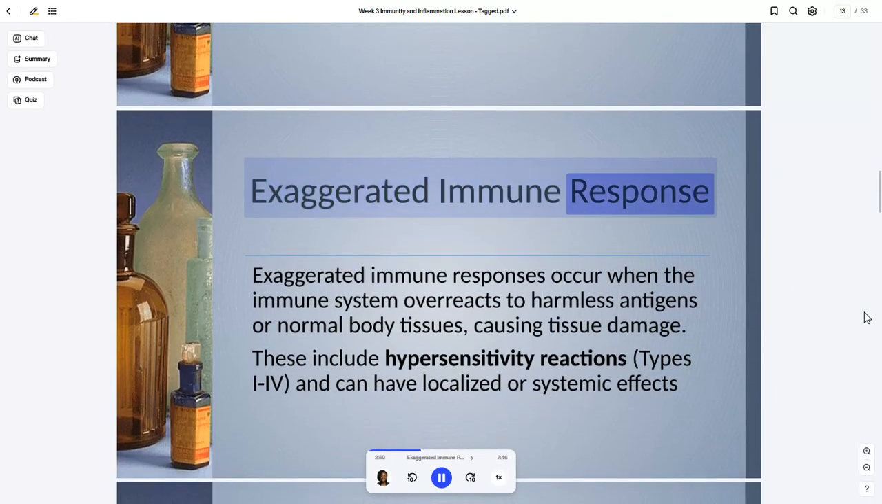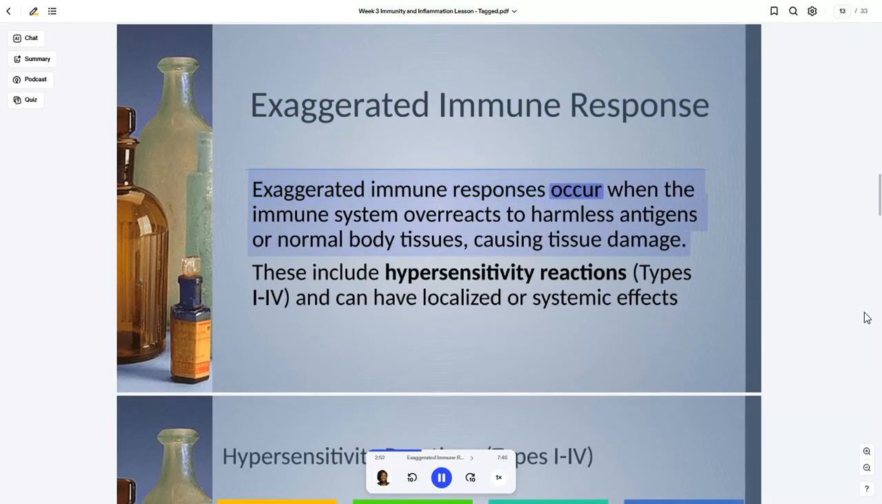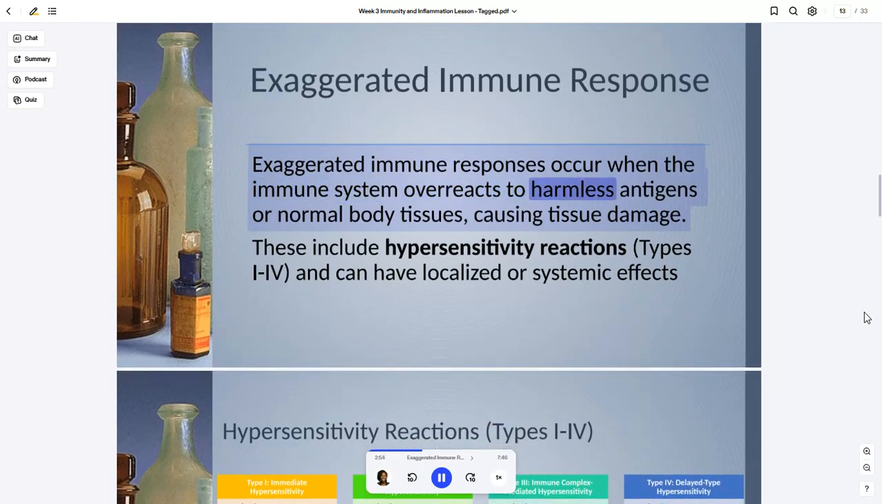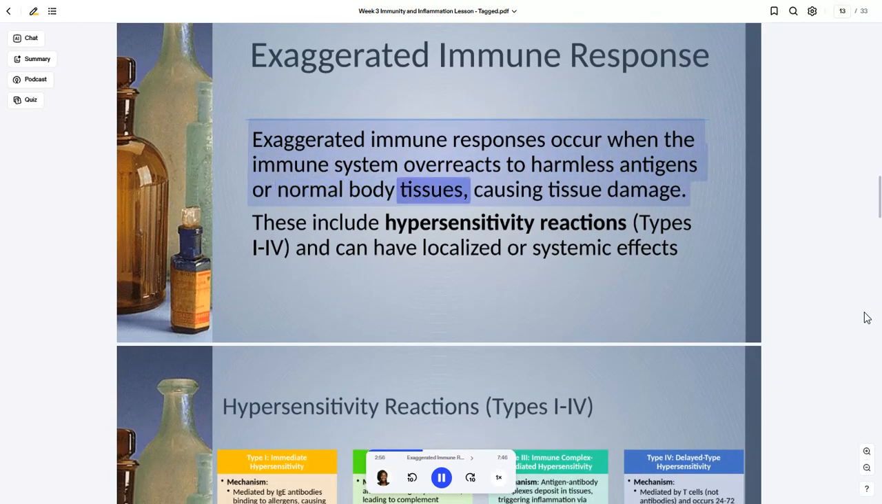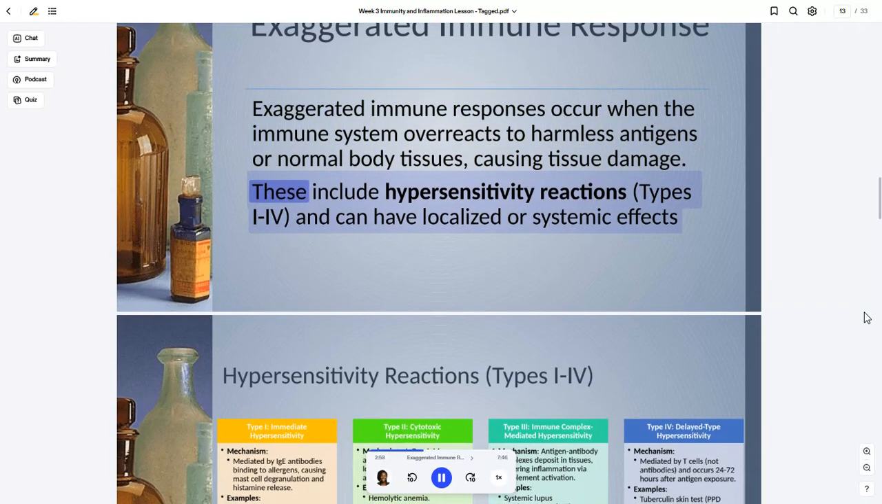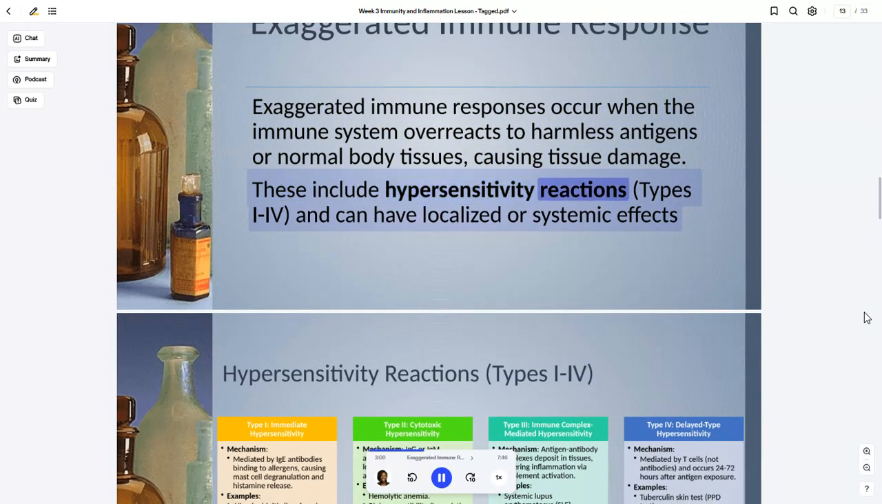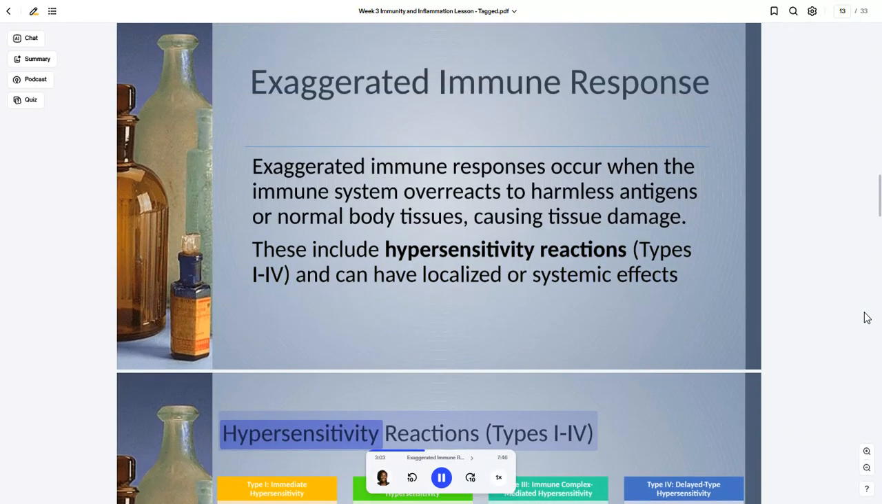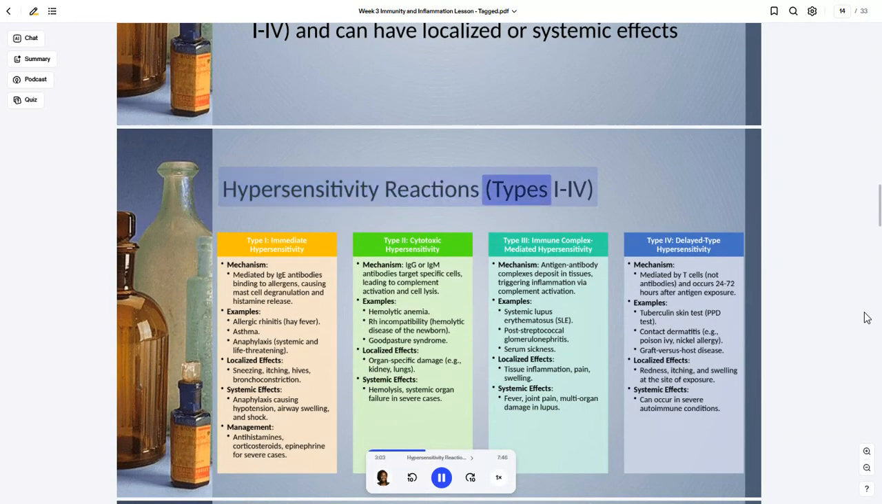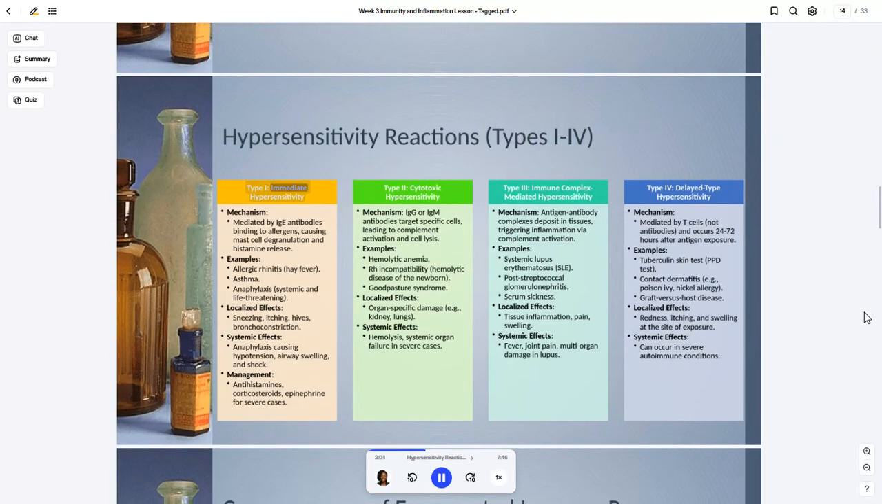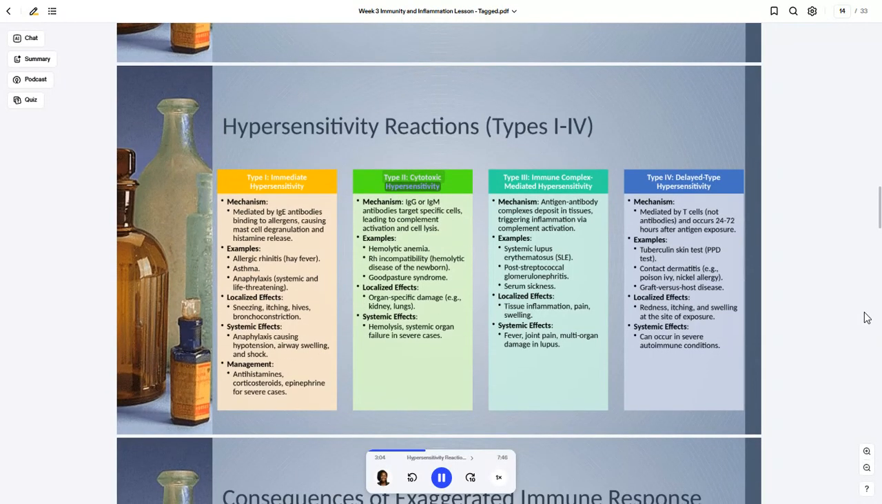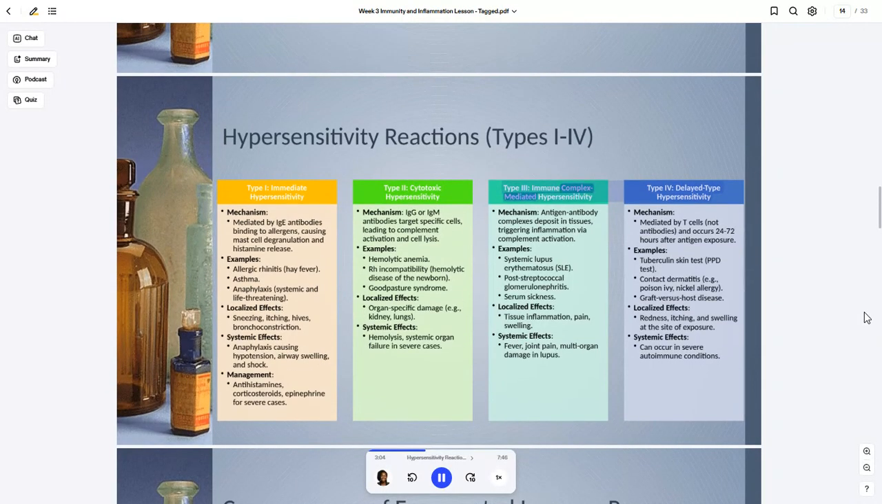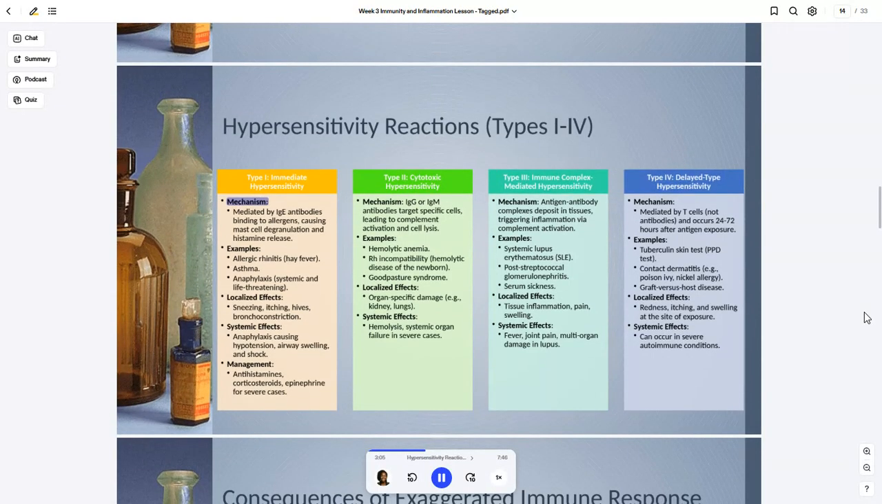Exaggerated immune response. Exaggerated immune responses occur when the immune system overreacts to harmless antigens or normal body tissues, causing tissue damage. These include hypersensitivity reactions, types I to IV, and can have localized or systemic effects. Hypersensitivity reactions types I to IV. Type 1, immediate hypersensitivity. Type 2, cytotoxic hypersensitivity. Type 3, immune complex mediated hypersensitivity. Type 4, delayed type hypersensitivity.